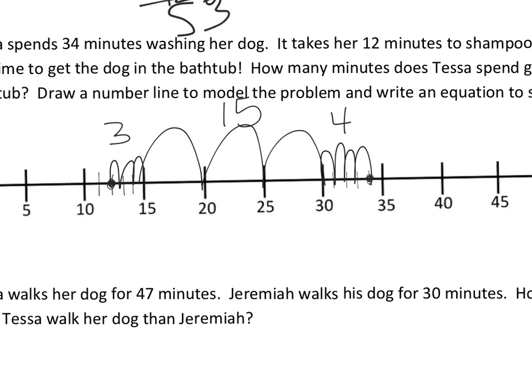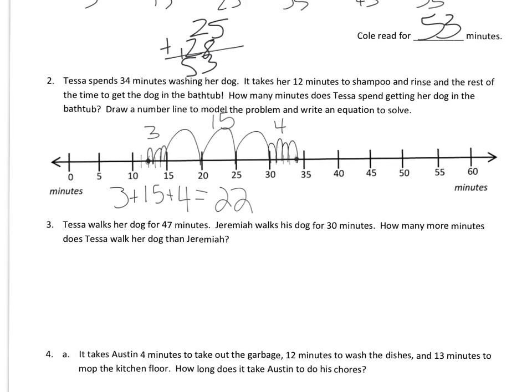So now all I have to do is add 3 plus 15 plus 4. Well, I can add them in any order I want to. So I'll just add my 3 and my 15. That makes 18. Plus 4 is 22. So it takes Tessa 22 minutes just to get her dog in the bathtub. That's crazy.